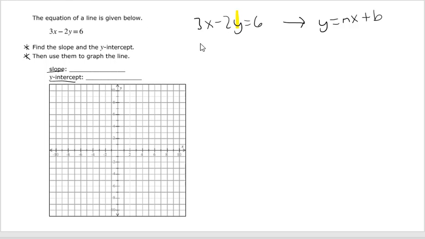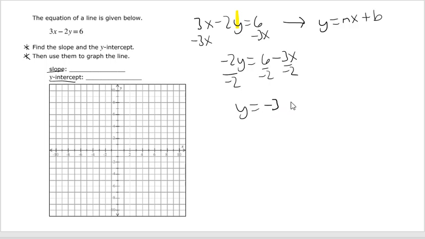Okay, so to do that, we're going to subtract 3x from both sides, which is then going to leave us with negative 2y equals 6 minus 3x. And then we're going to divide by negative 2 on everything, which is going to give us y equals negative 3 plus positive 3 over 2 x. The negative divided by negative is a positive. And then our last step is to rewrite this so that the x term comes before the constant term.